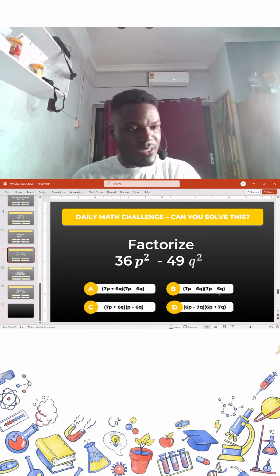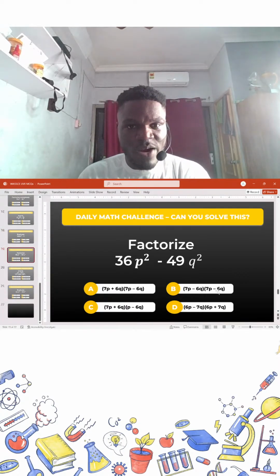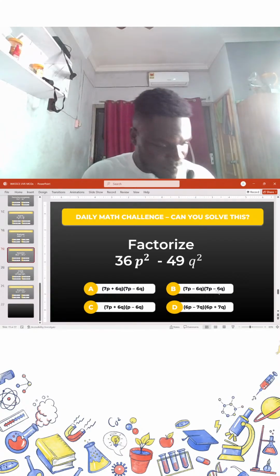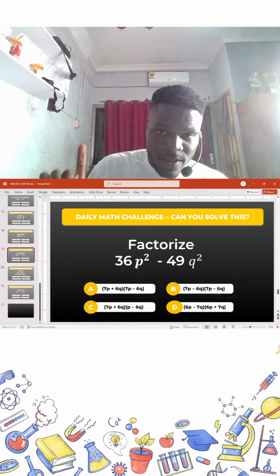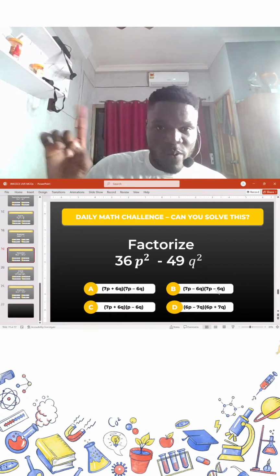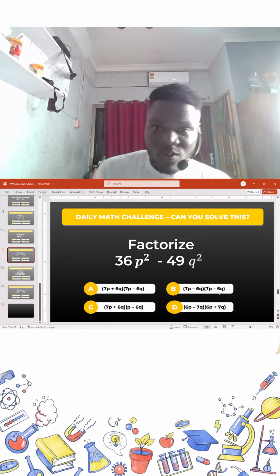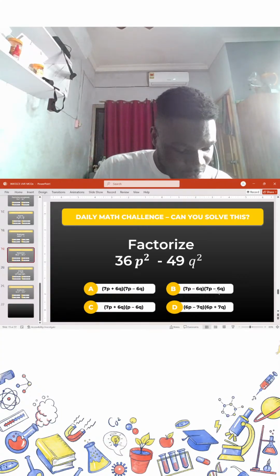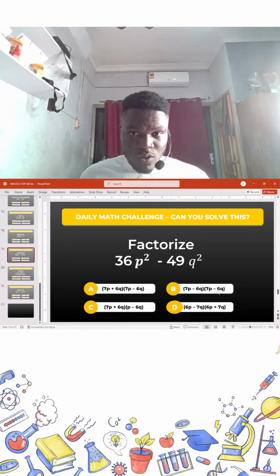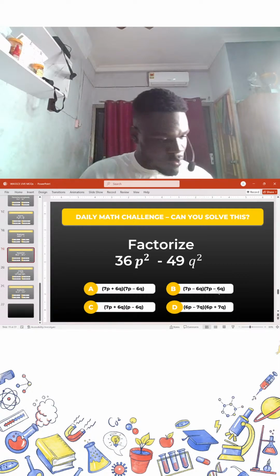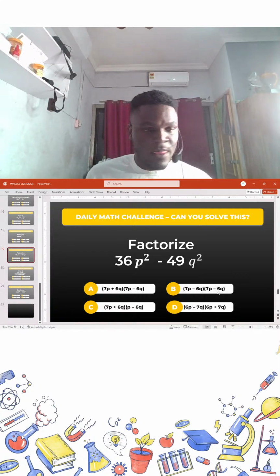Okay, so this is the next question that we have. We are to factorize 36p squared minus 49q squared. Just to make sure this question is the same as what I have here in the past question, I'm looking at them. So 36p squared minus 49q squared. Yes, that is the exact same thing I have. So we can proceed to solve this and look at the possible options and see which of them is the correct answer.